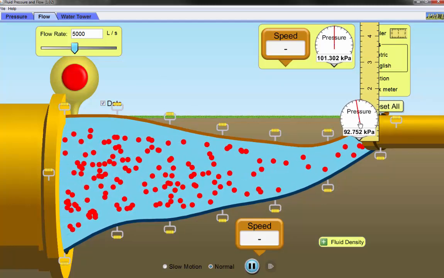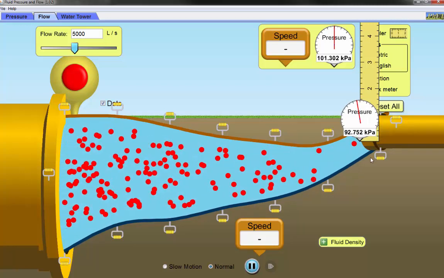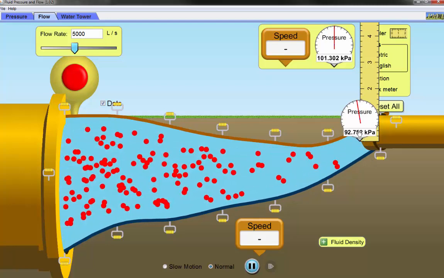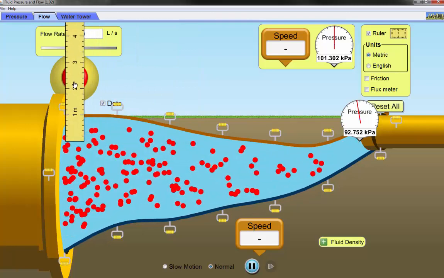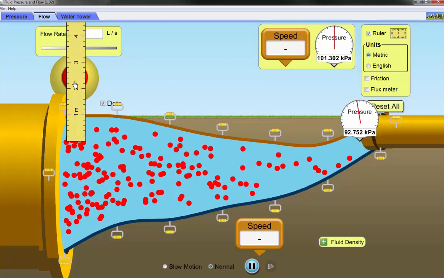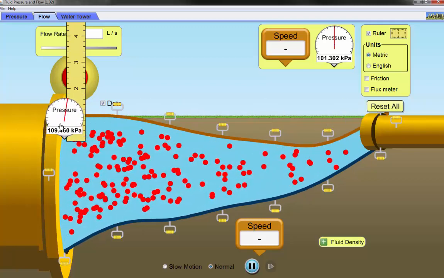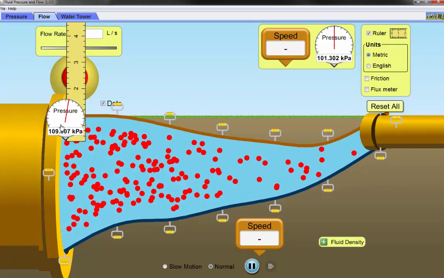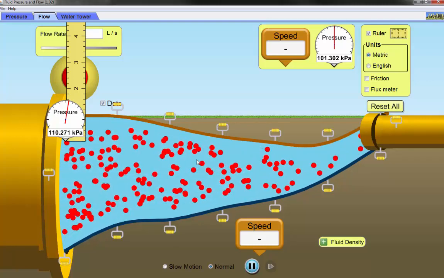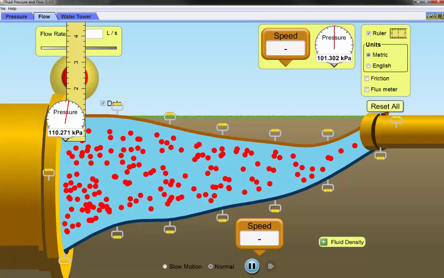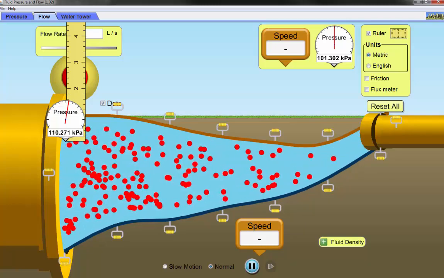It appears to be, let's call it 92.7 at this part here. And so now I'm going to measure that same pressure over here, kind of having to estimate that this is the same level. And so the same pressure over here is 110.3, let's say. So let's see what the actual pressure difference should be.